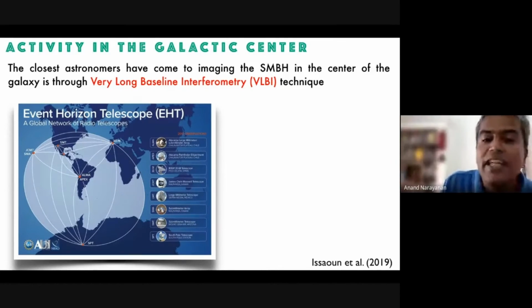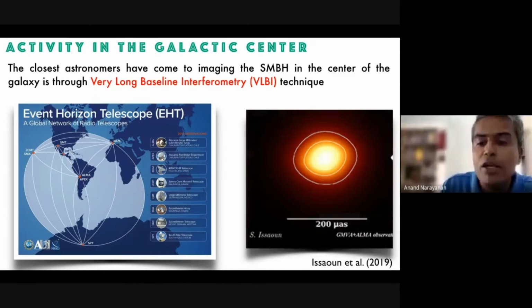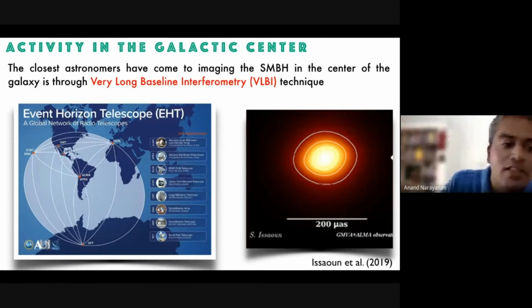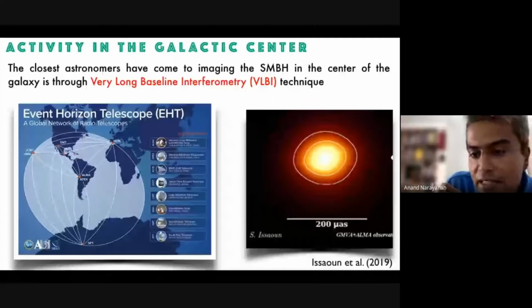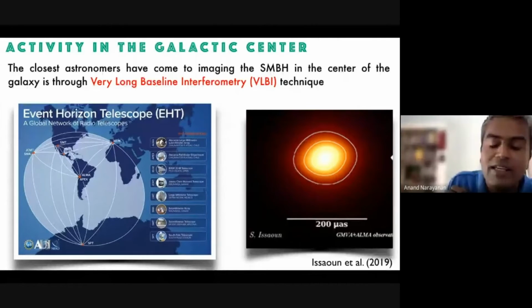It's a very advanced technique, and using that, astronomers looked at the center of the galaxy, and they saw this glowing disk of material at radio wavelengths. So this is a glowing circle, and I'll tell you what it is. What we are looking at is the region very close to the supermassive black hole. You can see the size here. It says roughly 200 micro arc second. The size of the event horizon is 10 micro arc second. So we are looking at a region that's about 20 times the size of the supermassive black hole.